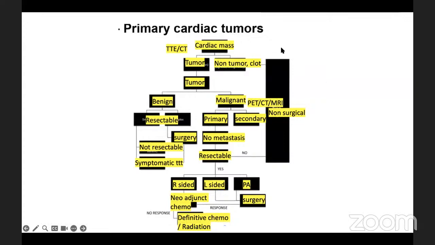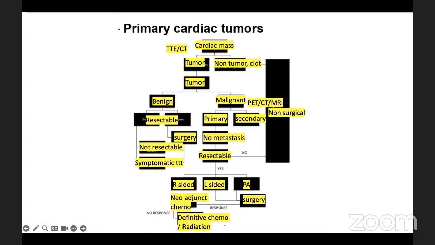So, primary cardiac tumor. When you do imaging, whether the patient has symptoms or not, and there is a cardiac mass, you want to identify on the imaging, whether CT or echo, whether this mass is actually a tumor or a non-tumor, like a clot. And we mentioned how: by giving contrast, right? Also, you're going to look at the characteristics of the mass. If it's freely mobile, it's most likely a clot. If it's attached, it's a tumor.